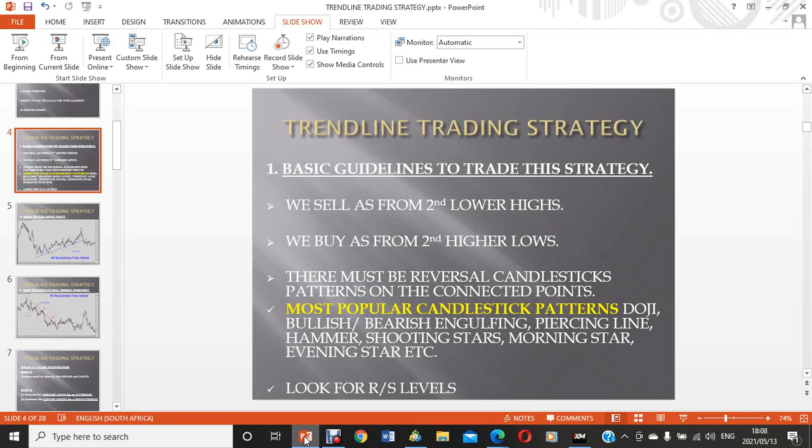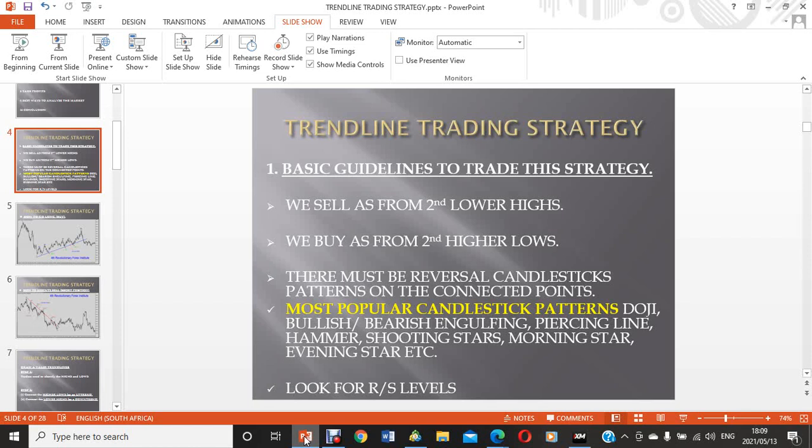evening star. When we look for bullish positions at the second higher low, we must look for a bullish reversal candlestick pattern, such as a bullish engulfing pattern, a doji, a piercing line, a hammer, a shooting star, a morning star, etc. Moving forward, we must also look for resistance and support levels. Basically, we look for a resistance level when we sell, and a support level when we buy.